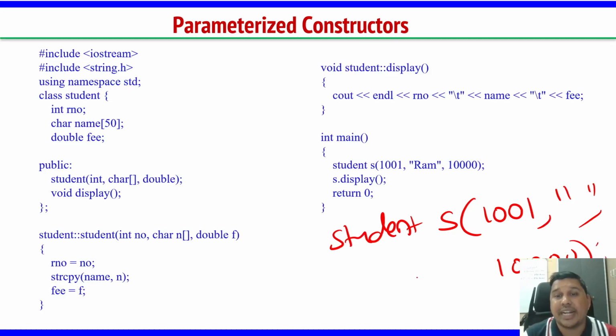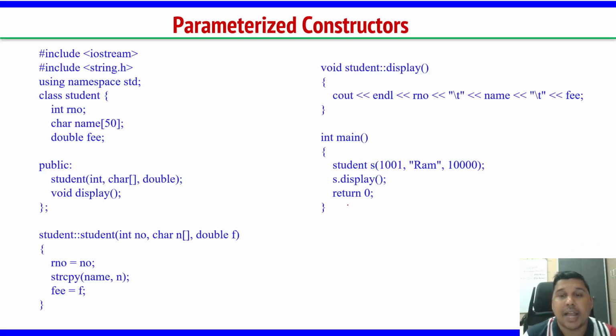So instead of writing yes dot, because these three are private, I cannot use an object outside the class to access them. That's why we are using the concept of constructors. When is the constructor executed? It is executed as and when the object is created.